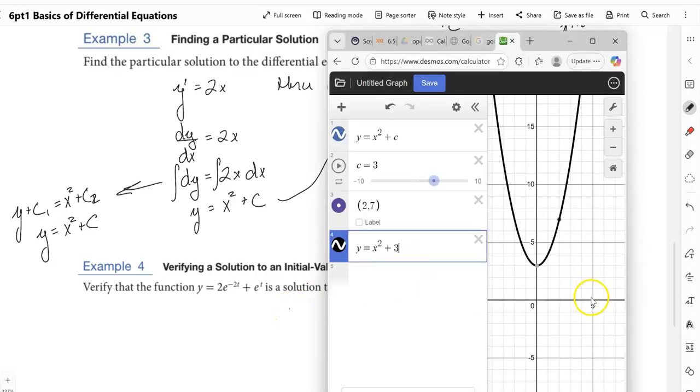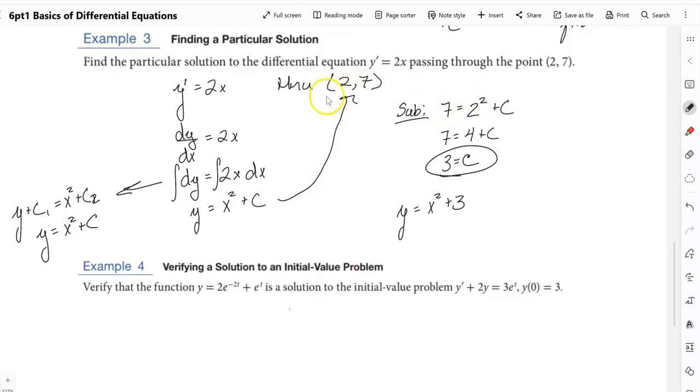Now we can't always use the slider. What if we didn't have a nice point here? What if it were something with fractions in it or irrational numbers? Then that c value gets a little bit more complicated. But for this one, that's a really nice example of what's going on. Let's look at the next one.